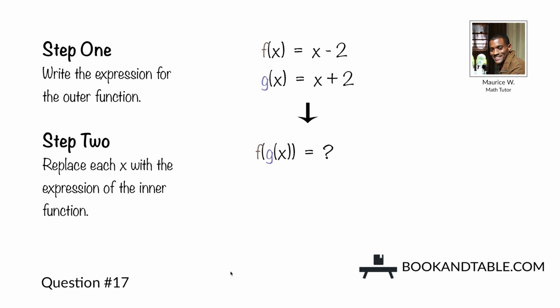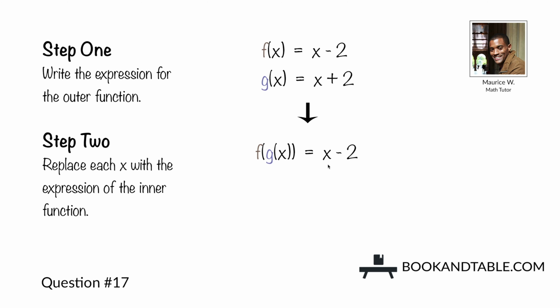Step 1, write the expression for the outer function. So we'll start by testing f of g of x, and then we'll test g of f of x to see if they both give us x as our outcome. So the outer function for f of g of x is the f function, which is x minus 2.